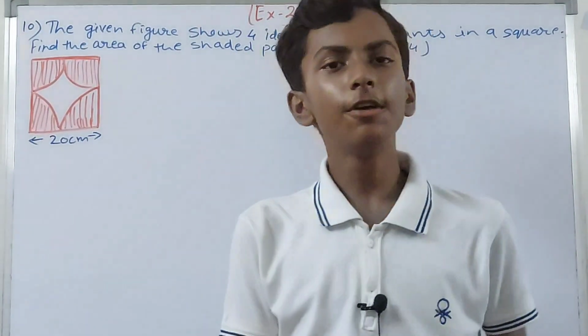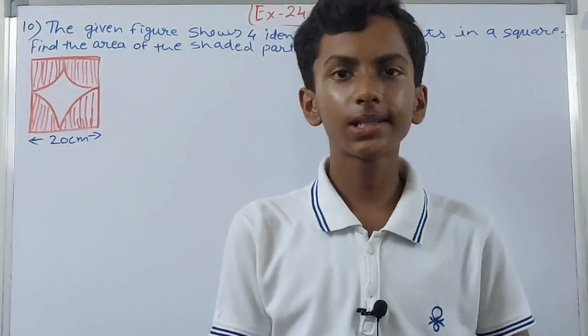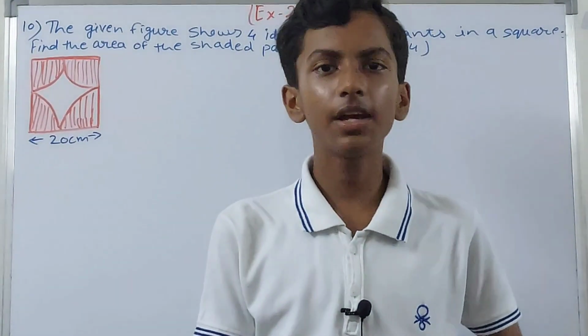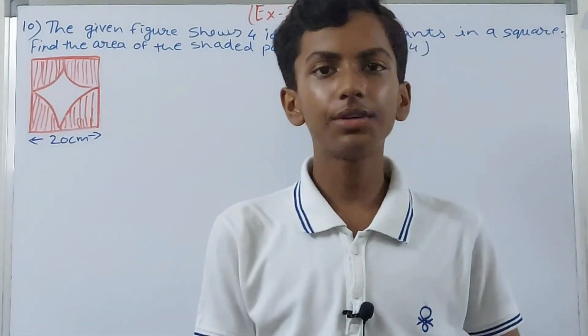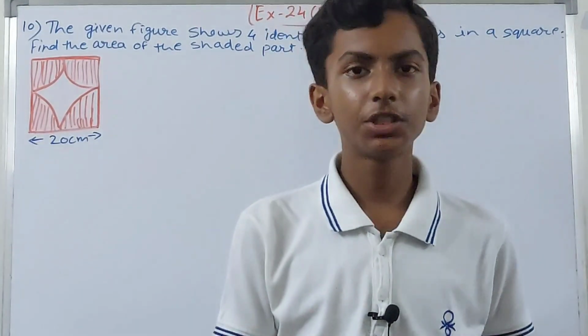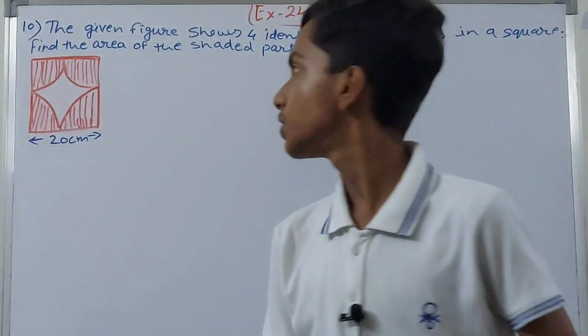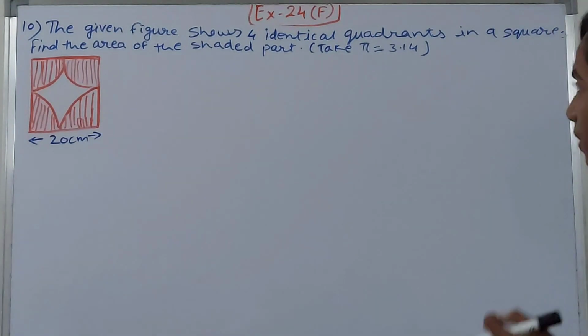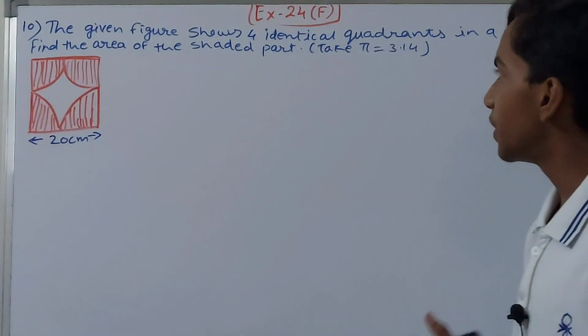In this video, we are going to solve ICSE Mathematics Class 7 Chapter 24 Area and Perimeter Exercise 24F question number 10. The given figure shows 4 identical quadrants in a square. Find area of the shaded part.